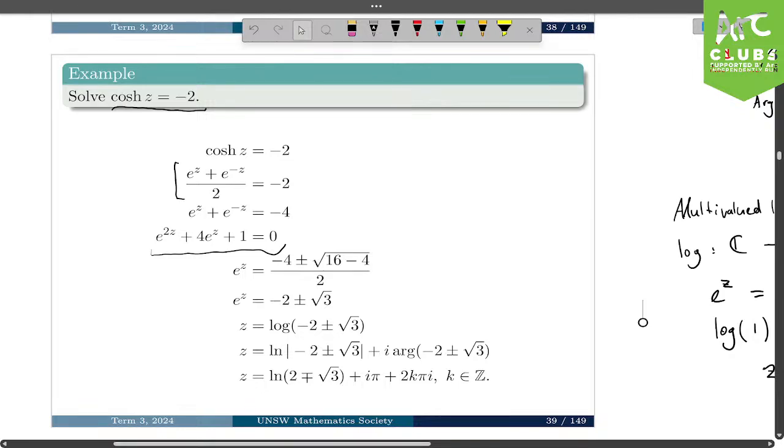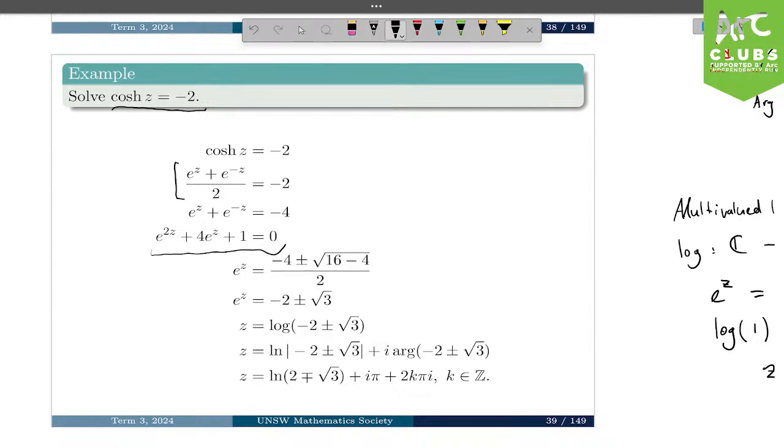So to find all the possible values of z, we take the multi-valued log, right? Which we write with a lowercase l. That's how we notate a multi-valued log. Take the multi-valued log of this right-hand side, and we're going to get as output the natural log of the modulus of -2 plus or minus root 3, right? Plus i times the argument of that number, right?